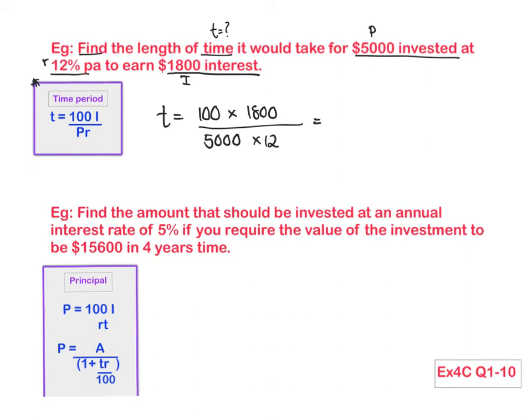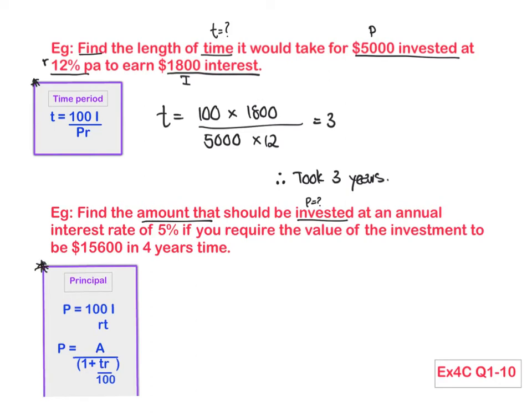So if we do that on our calculator, we end up with 3. So we'll say therefore it took 3 years for a 5,000 investment to earn 1,800 interest. Okay, so then this final one, find the amount that should be invested. So the amount that should be invested is the P. So P is the question.